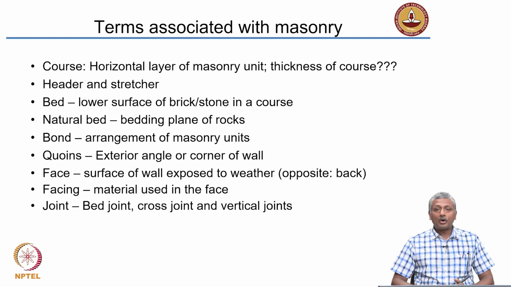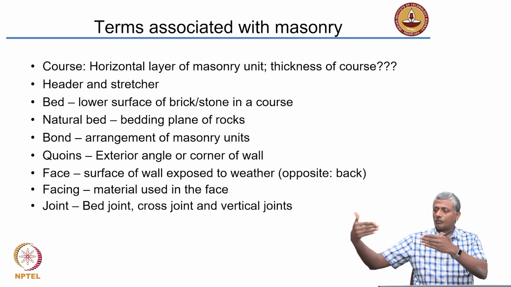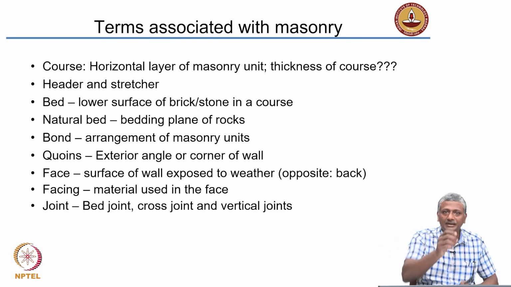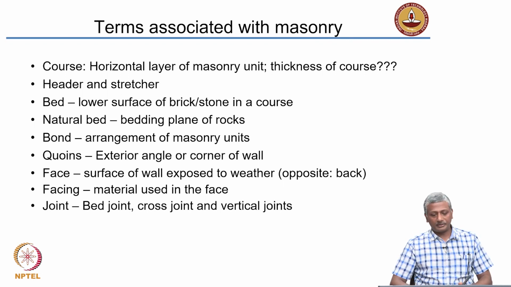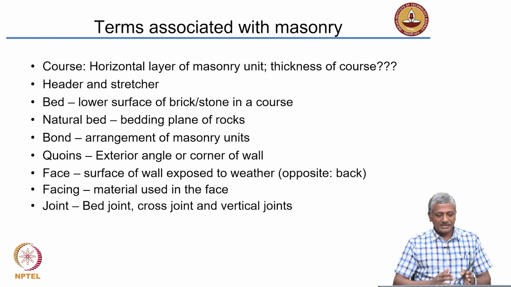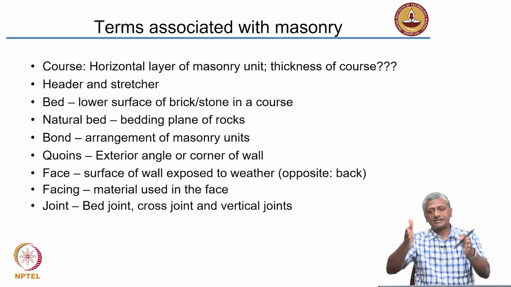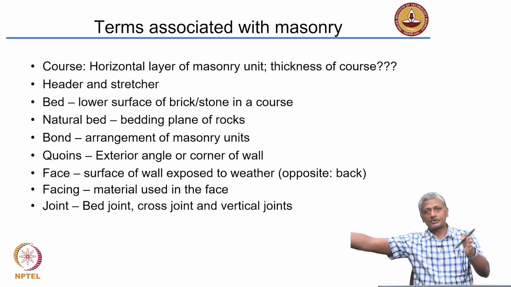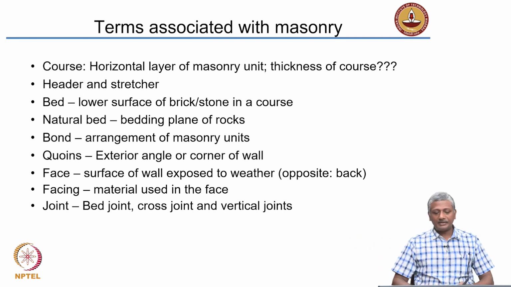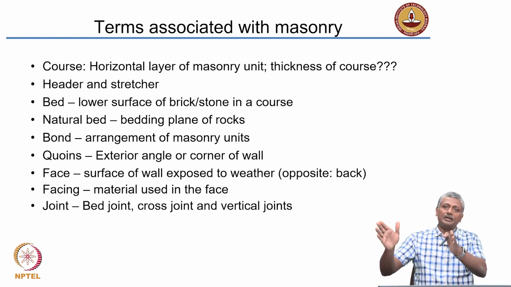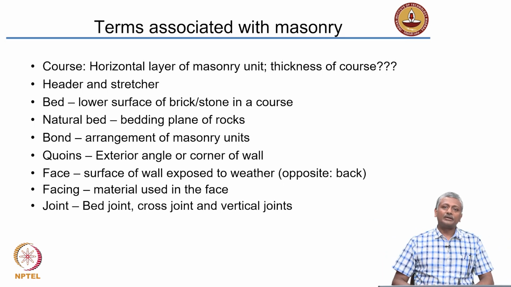A coin, as I said earlier, is the exterior angle or the corner of the wall. So, if the wall comes like this and it turns like this, the point of the corner is called the coin. A face is the surface of the wall that is exposed to the weather. So, you have an interior wall and an exterior wall. The exterior wall is exposed to the weather, and that is called the face of the wall. The back side is called the back of the wall.